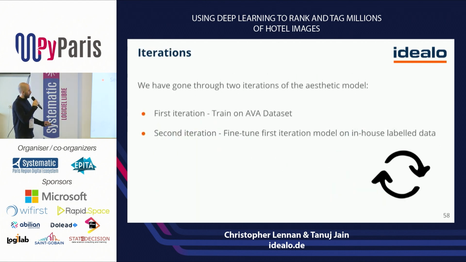So we went through 2 iterations, actually 3 almost by now, but we're going to present the first 2 here. In the first iteration, we trained on this open AVA data set with 250,000 images, and it covers all kinds of domains: animals, people, houses, cars, you name it. It's not hotel specific. In the second iteration, we fine-tuned the first iteration model on our in-house labeled hotel data.